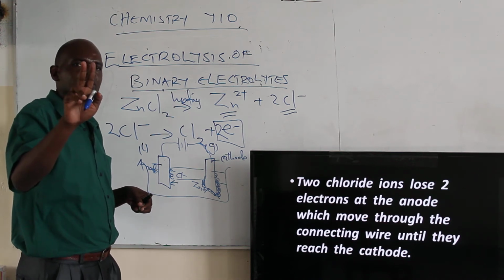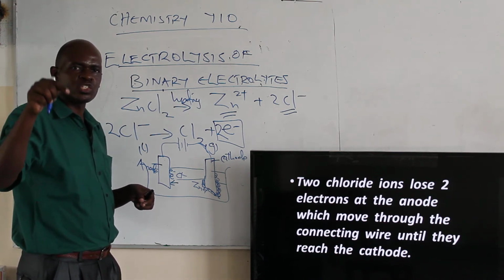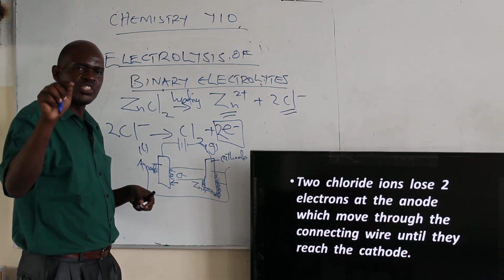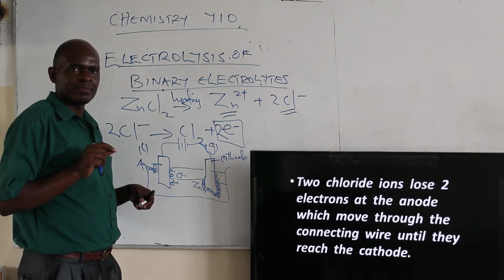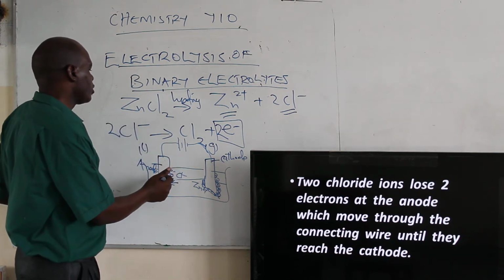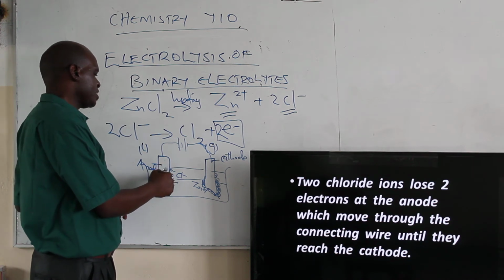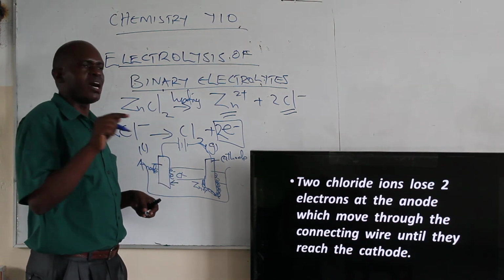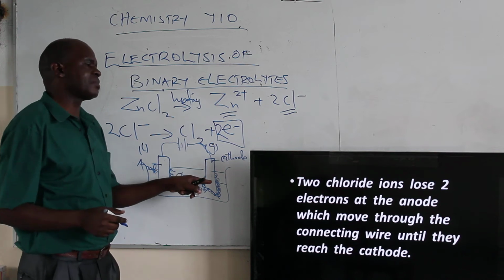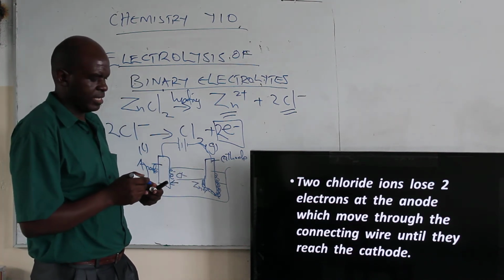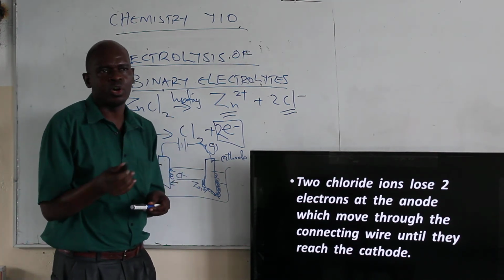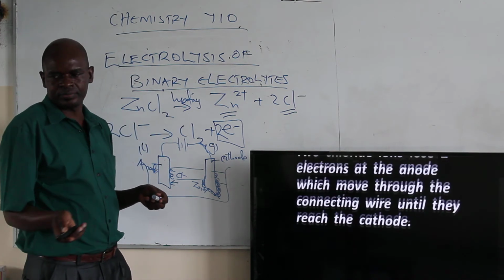Those are the 2 products formed from the electrolysis of molten zinc chloride. And this has happened because one of the species, which is chloride ions, gave out electrons which were accepted by the zinc ions, resulting in the formation of the zinc metal.